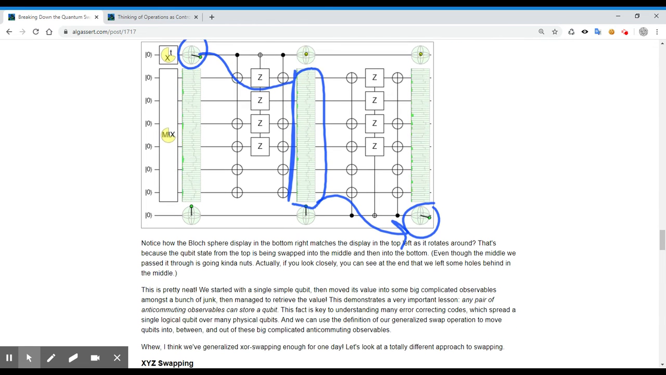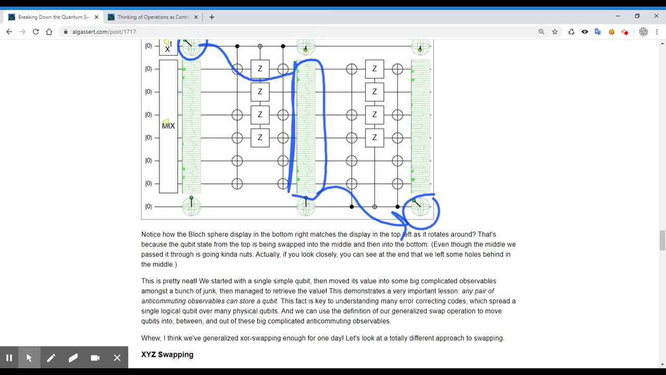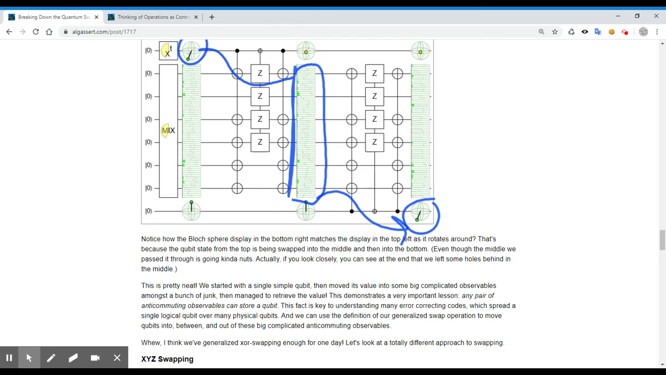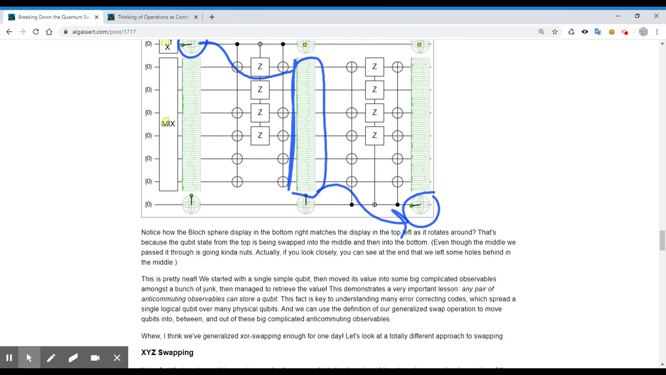We start with a single simple qubit, then moved its value into some big complicated observables amongst a bunch of junk. Then we managed to retrieve the actual value. This demonstrates a very important lesson: any pair of anti-commuting observables can store a qubit. This fact is key to understanding many error-correcting codes, which spread a single logical qubit over many physical qubits.